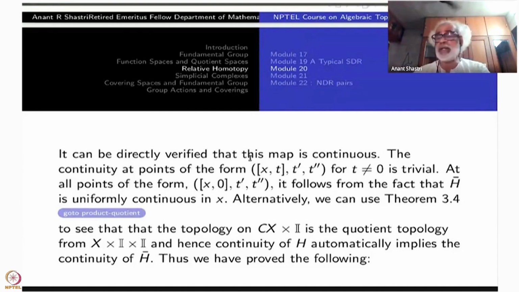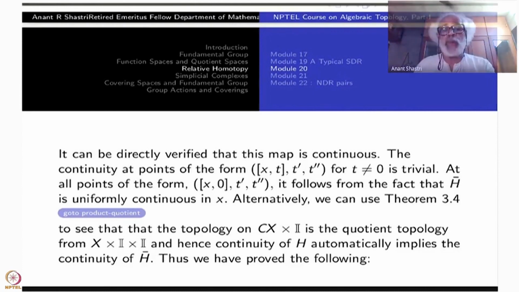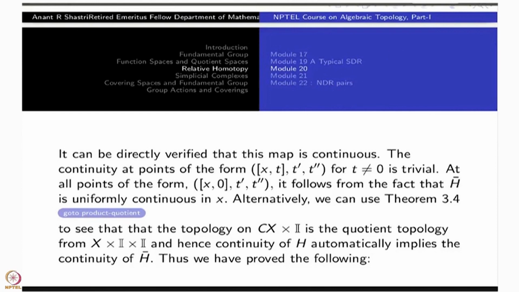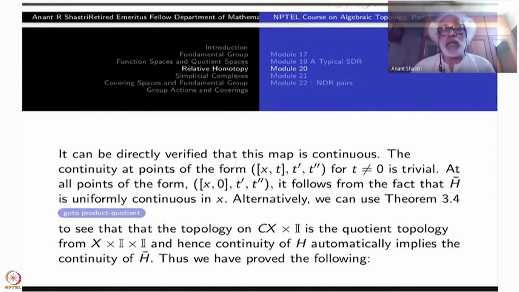If you don't know that theorem, you can directly verify this by looking at the formula. At each part, you just say it is given by a certain formula: projection maps, x comma something, and that something is continuous. So that's what it is. To show that Cx cross I has the quotient topology, you can use this theorem and then you are done. Okay.